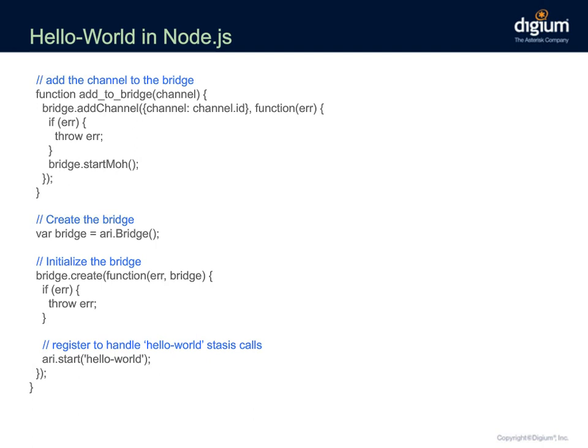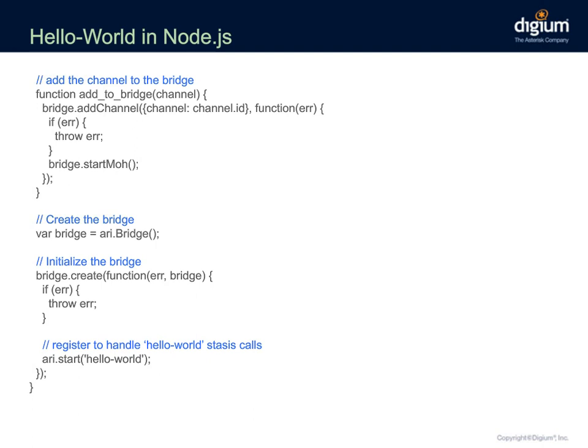you'll actually get another event for playback complete. When that happens, then you pass the channel over to another function, which puts it into the bridge. And you'll see here in the add to bridge, the last step after it's checked for error is to bridge.startMOH, which is where we start torturing people with our lovely hold music. So that's the basics of it.